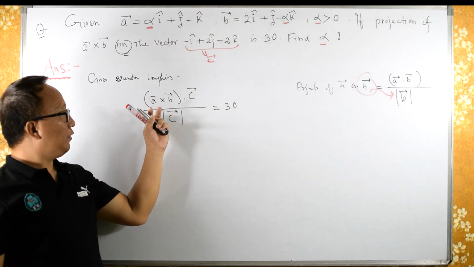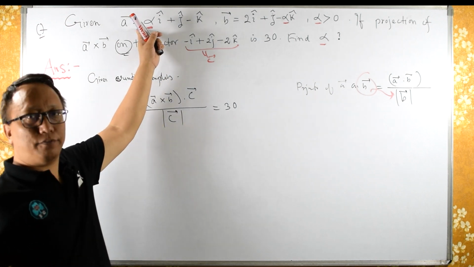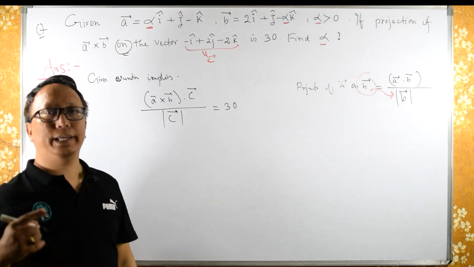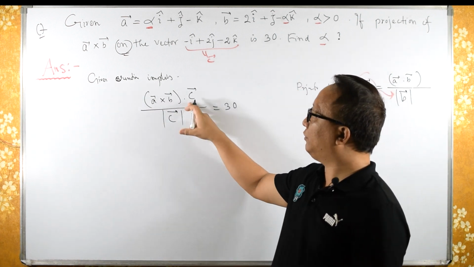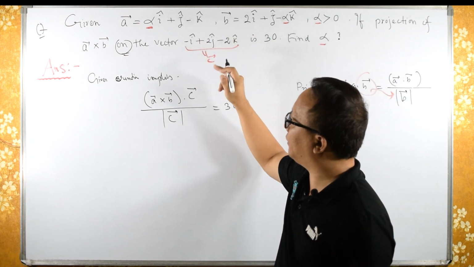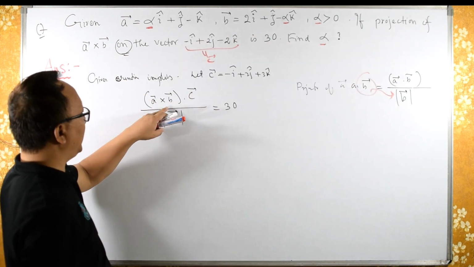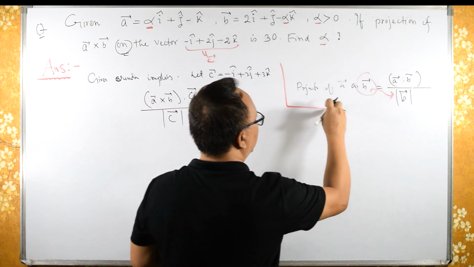Now for this we need to find first a cross b. We have a over here, we have b over here. We need to find a cross b. After that we need to take the dot product with c vector. This is the c vector I am taking. So now let's find first a cross b. Now what is a cross b? This is the formula which we are using.